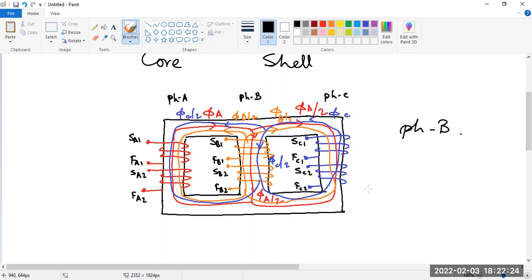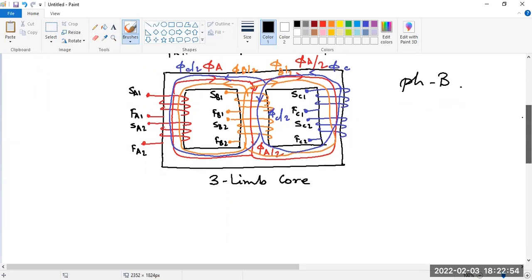Okay, so that is a specialty in this core type of transformer. This particular core type of transformer is called the three-limbed core type transformer. There is another transformer which is called the five-limb, but this is the three-limb core type. Have you understood this?